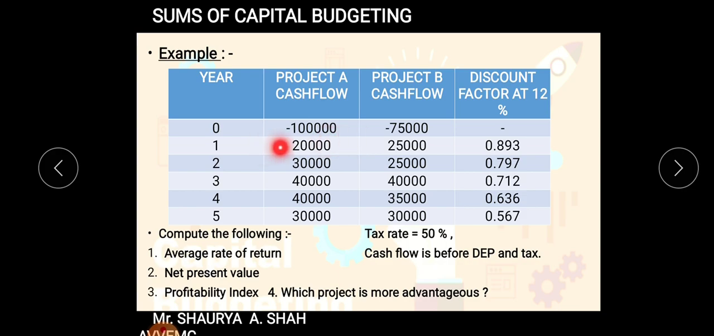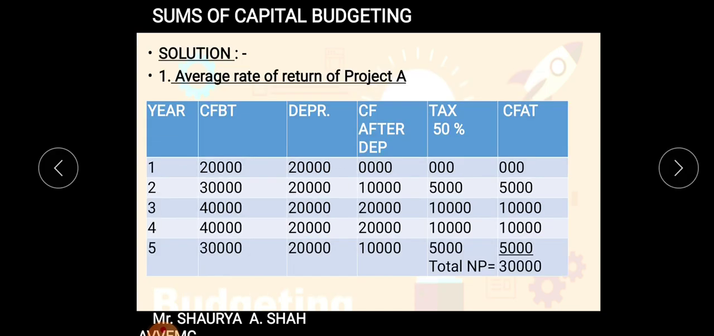Initial investment is 1 lakh. So 1 lakh divided by 5 years gives me the depreciation of 20,000 per year. So I'll write down 20,000 in the depreciation column, which will remain the same throughout the economic life. I hope it is very much clear to each and every student.